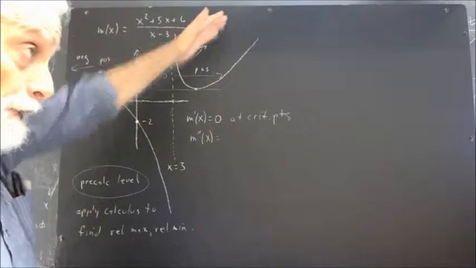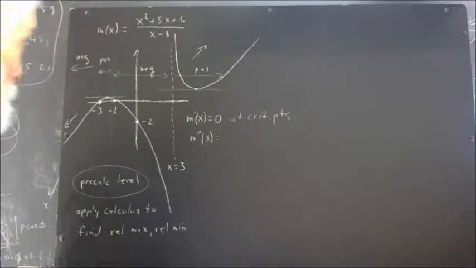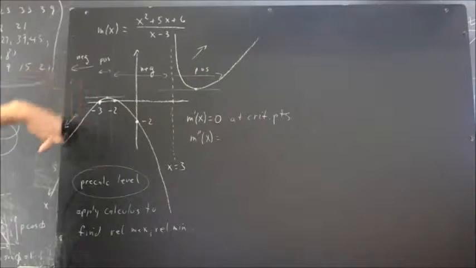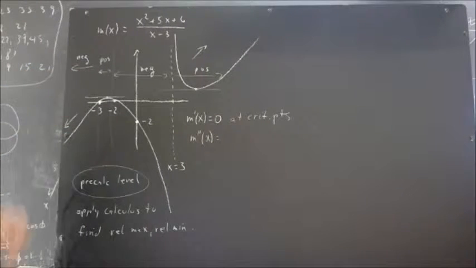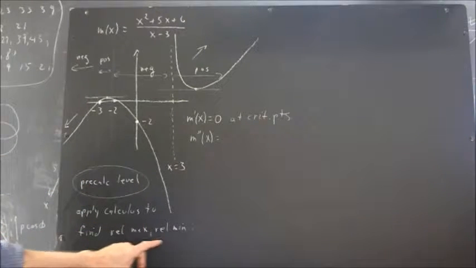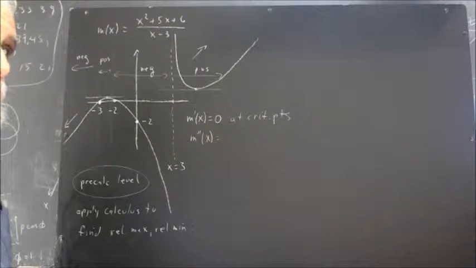Actually, it's asymptotic to a line that makes exactly a 45-degree angle with the x-axis, and a negative 45-degree angle with the x-axis as x approaches negative infinity. Okay, we've done that. That's the pre-calculus level. Now we're going to apply calculus to find the relative max and relative min.